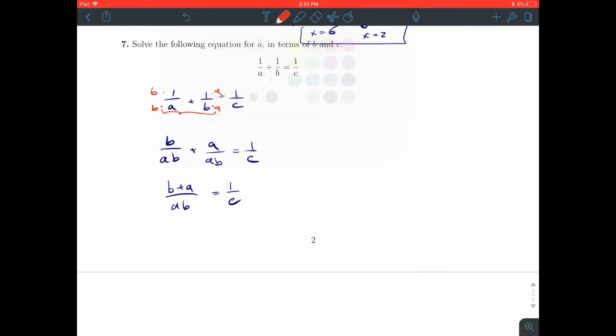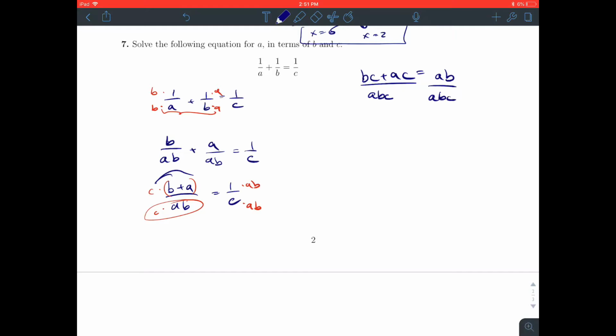So in order to get an equivalent denominator here, let's try to get all the letters in all the denominators. So I'll do times c here, times ab here, and that will give us the same denominator for both of these. So we'll have c times b and c times a. That's bc plus ac over abc, putting it in alphabetical order, equals ab over abc, again putting it in alphabetical order here. Now, because we want these to be equal and the denominators are already equal, we can focus on just the numerators. So we want bc plus ac equal to ab.